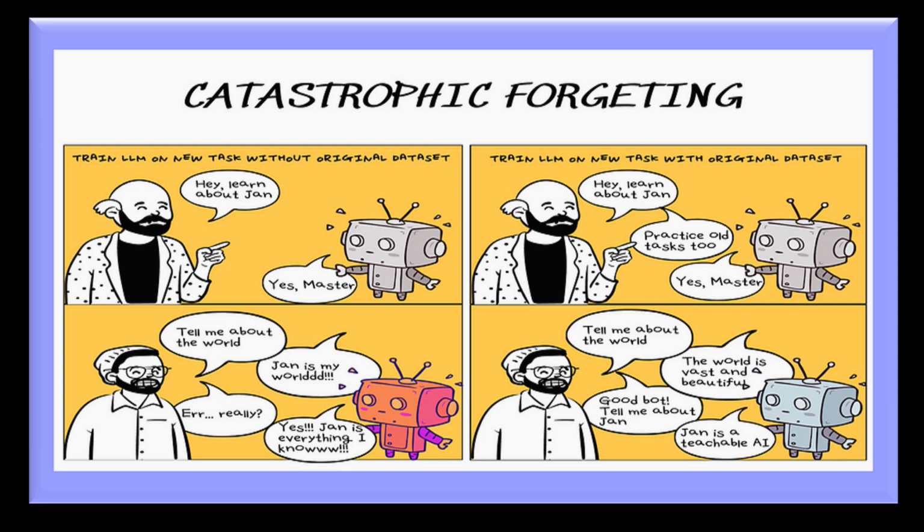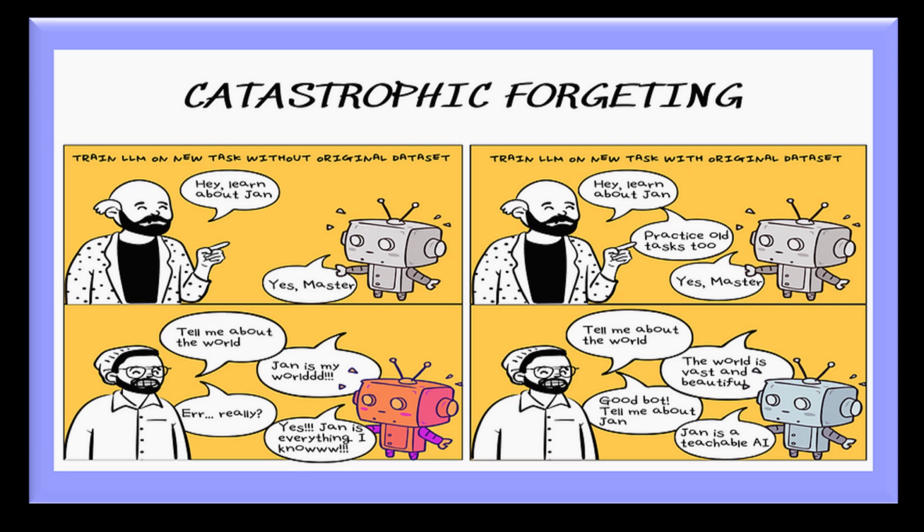To understand this better, consider a language model initially trained to translate simple English sentences into Spanish. As the model is further trained on new tasks such as translating complex sentences or recognizing sentiment in text, it may start to perform poorly on the original translation task.